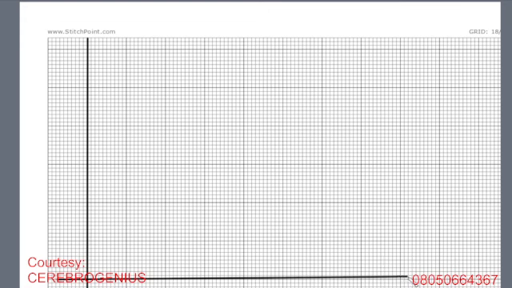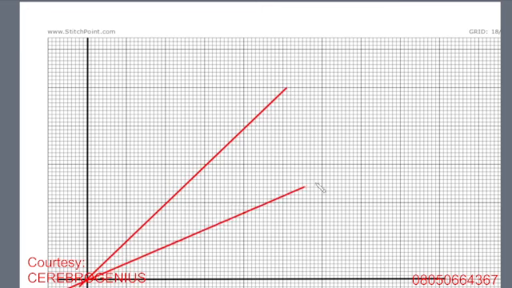This is my x axis, and let's say we have two lines. So this is the first line and this is the second line. And compare these two lines.